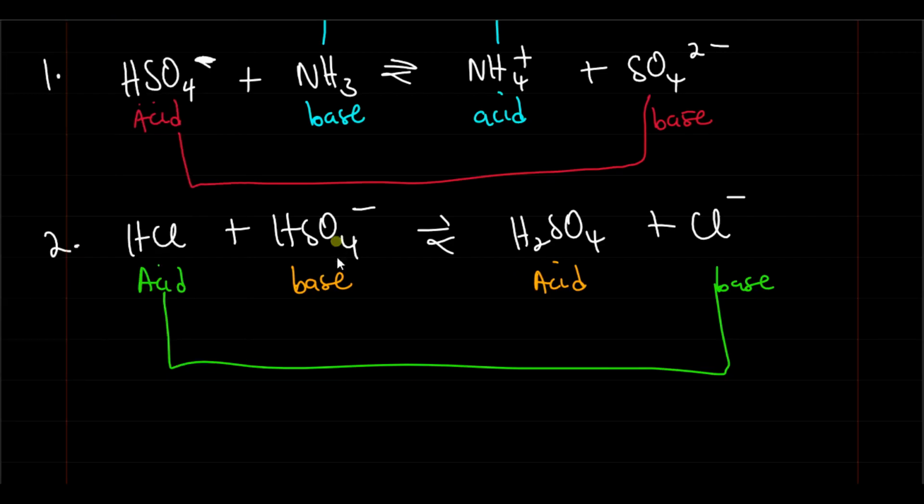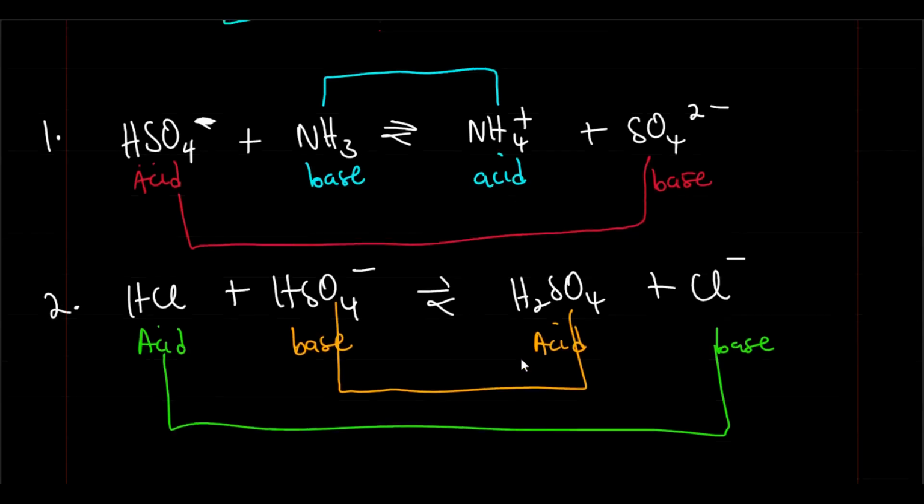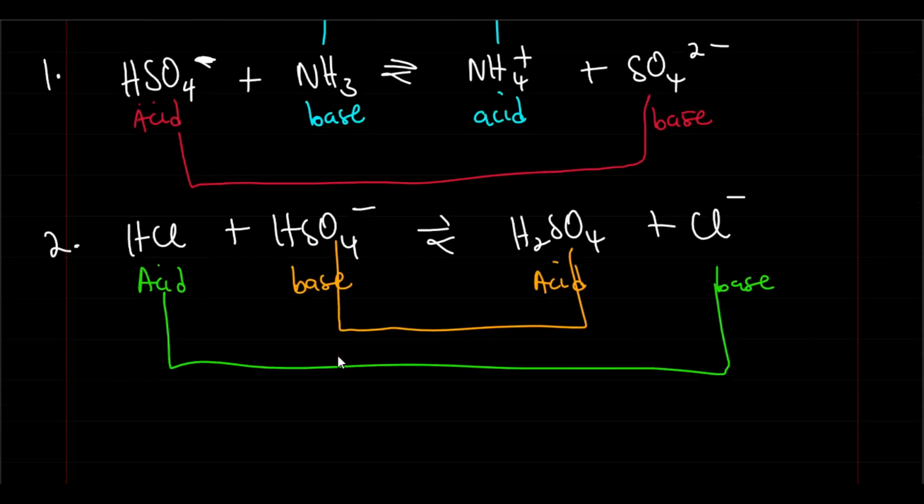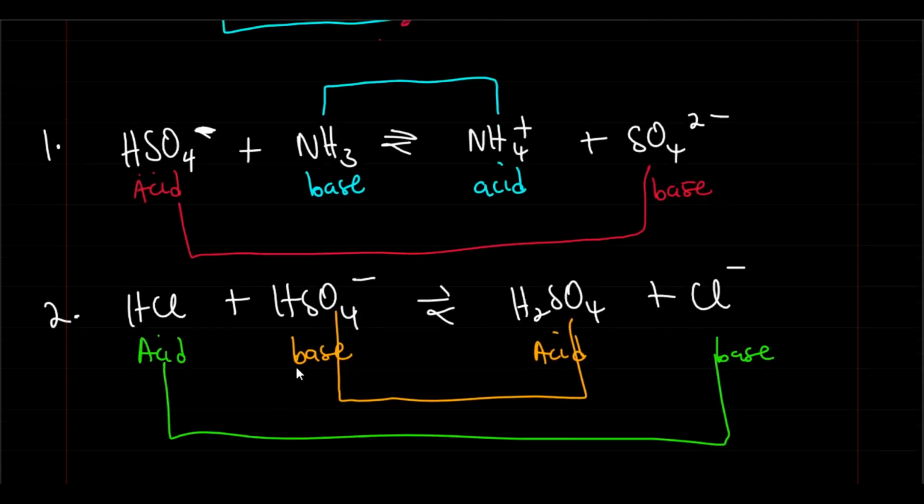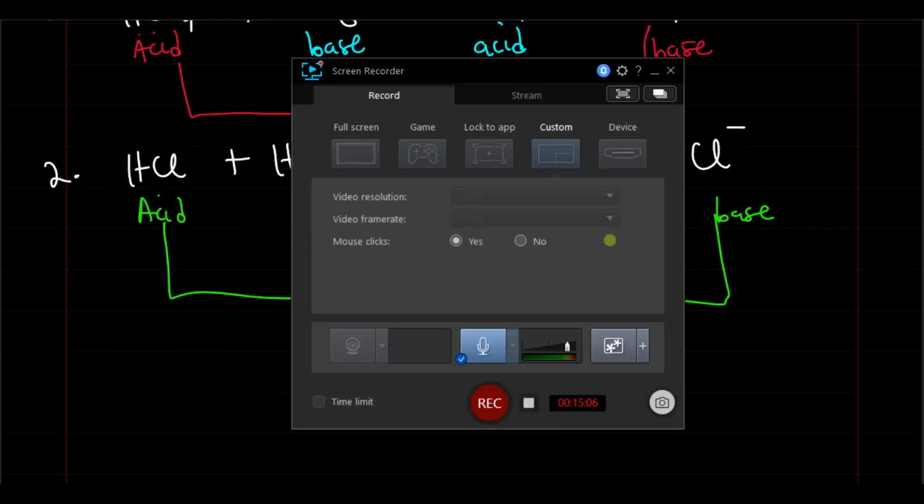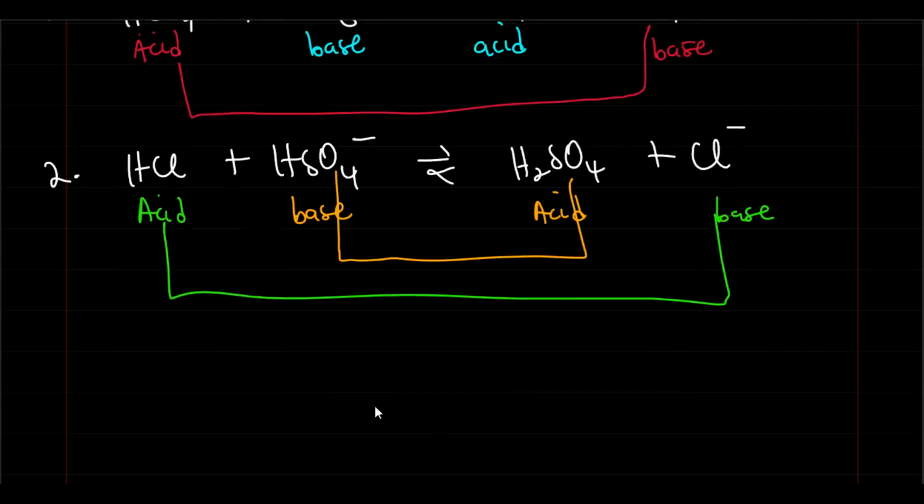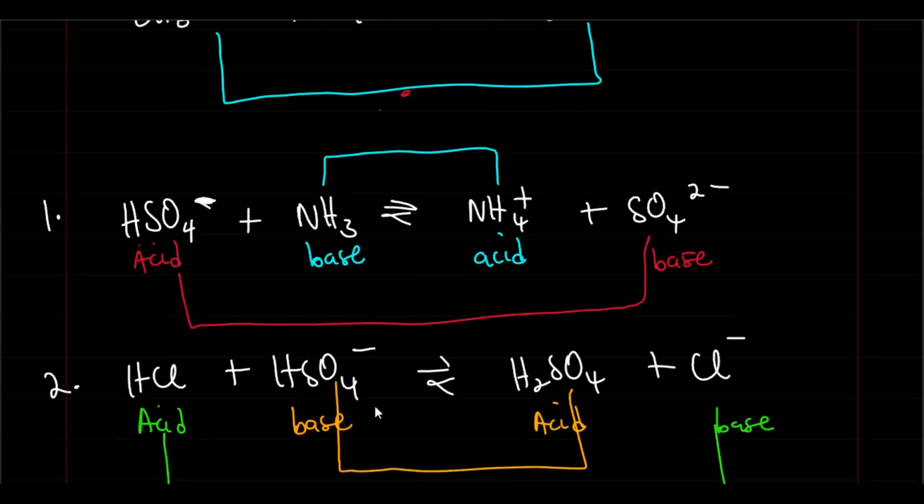And also this is a pair. You see, conjugate acid base pair, conjugate acid base pair. So you have identified your conjugate acid base pairs. Okay, so let's move forward. I believe you can be able to do this.